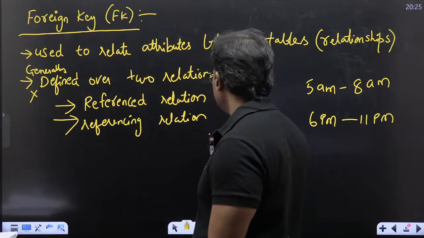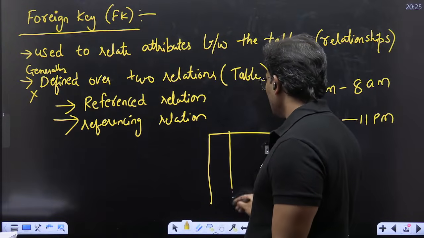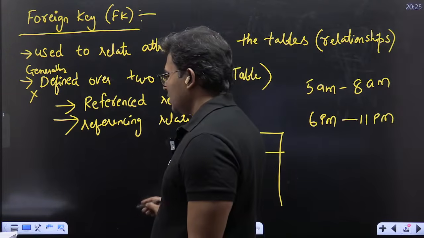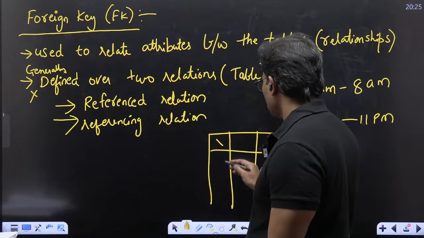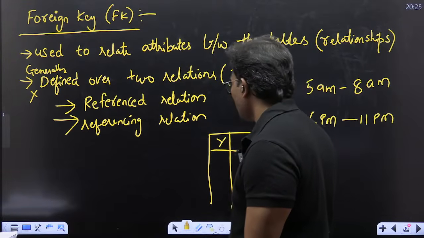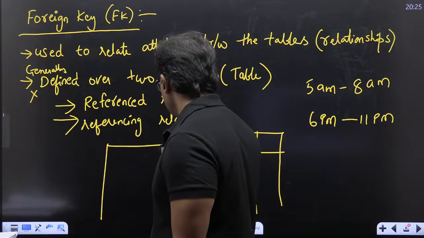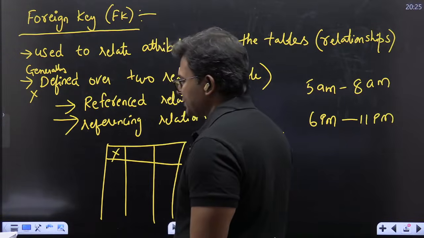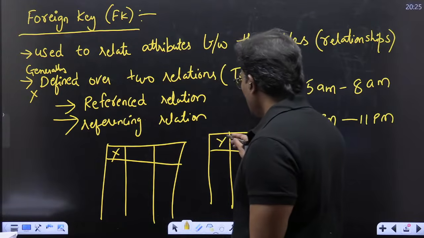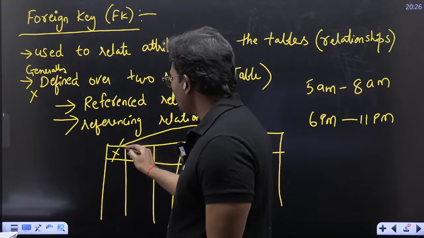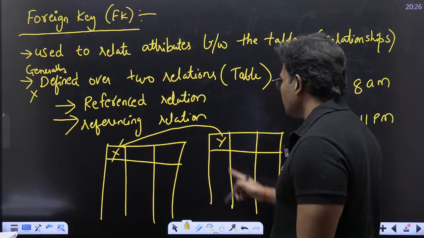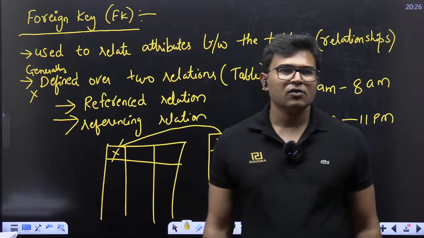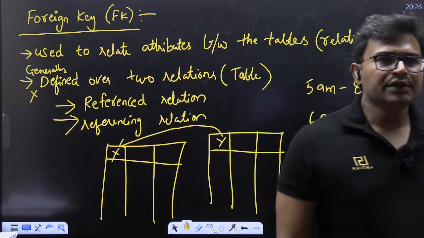See, let us say there is a table here. Let's not worry about the name of the table. Let us say there is x, and let us say there is y here. I want to have x here. So there is one more table which has an attribute x. Now if y is a foreign key for the primary key here.